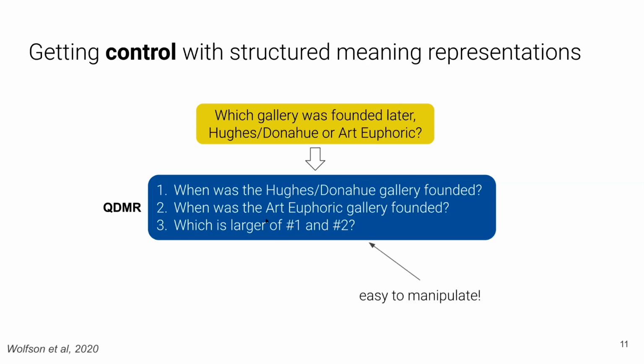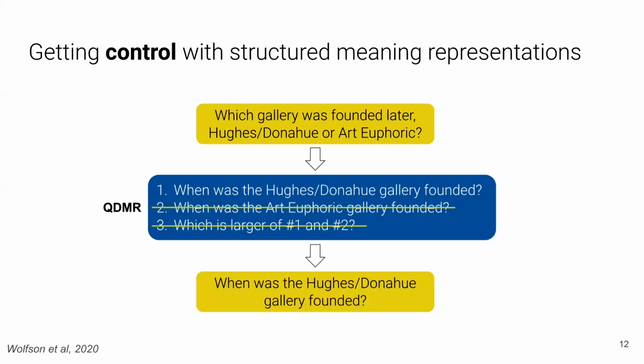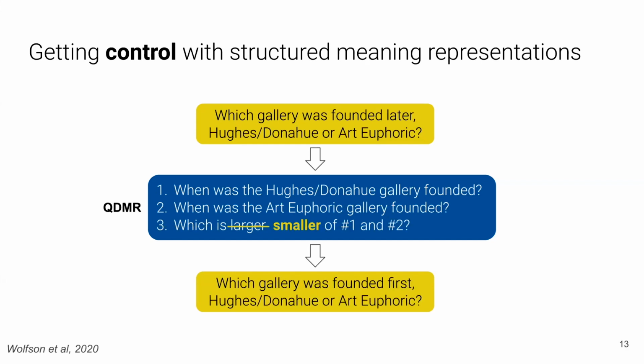And once you have this sequence of steps, each one a single reasoning operation, it's very easy to manipulate. You can imagine various manipulations you can apply on this decomposition. For example, you can delete the last two steps, and then this should correspond to when was the Hugh Donahue gallery founded, or you can change larger to smaller, and so on. So the point is, this gives you a lot of control. Now you have control over what type of data you're going to generate, and we're going to use this framework to automatically create these contrast sets that I described before.